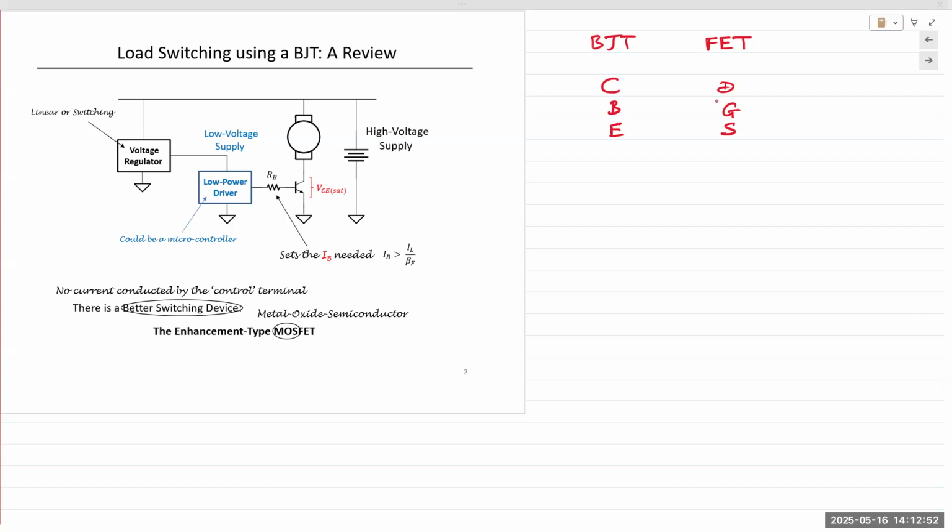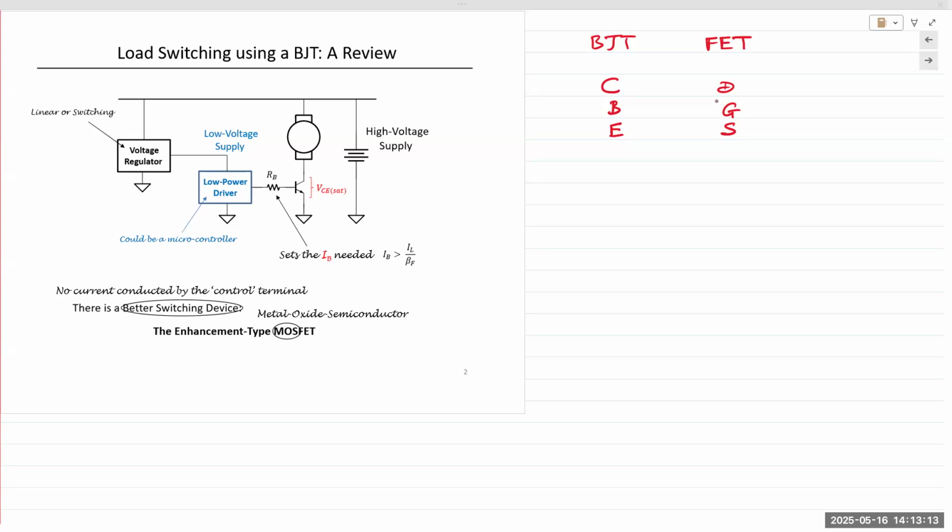Now, FETs stand for field effect transistors. Unlike a BJT, FETs are symmetrical by their design and their construction. Their application does not always mean that they're going to be symmetrical devices, but the physical construction is actually symmetrical.